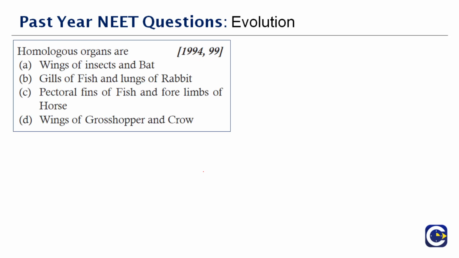Next question. Homologous organs are dash, and this question was asked in the year 1994 and repeated in 99. So what do you mean by homo? I already said homo means same. Now coming to homologous organs. Homologous organs may be defined as the organs of different animals which have similar basic structure, but different function. Okay, they have similar structure but different function.